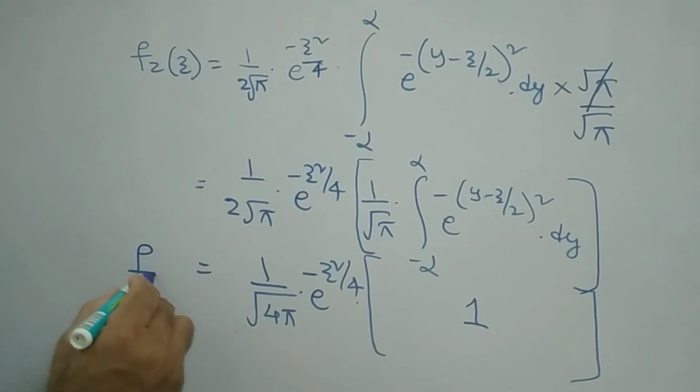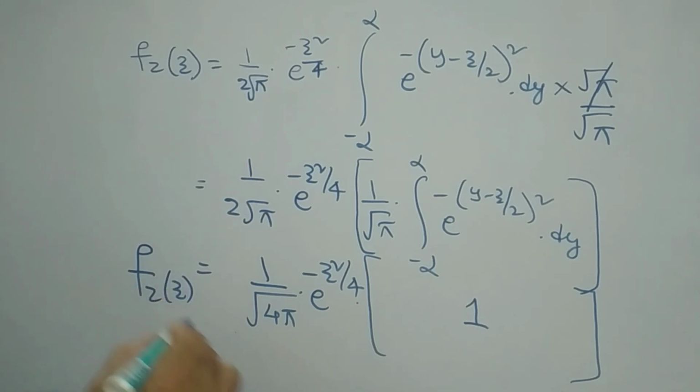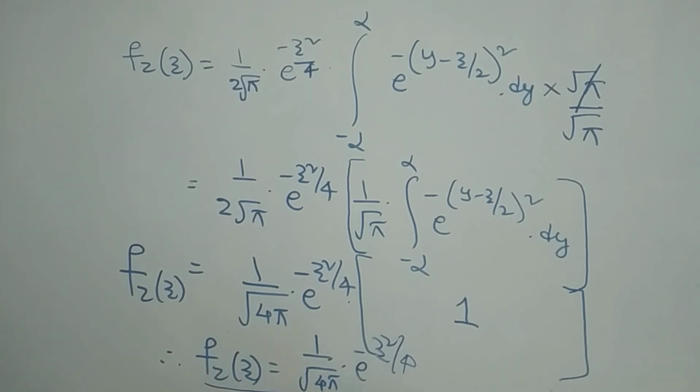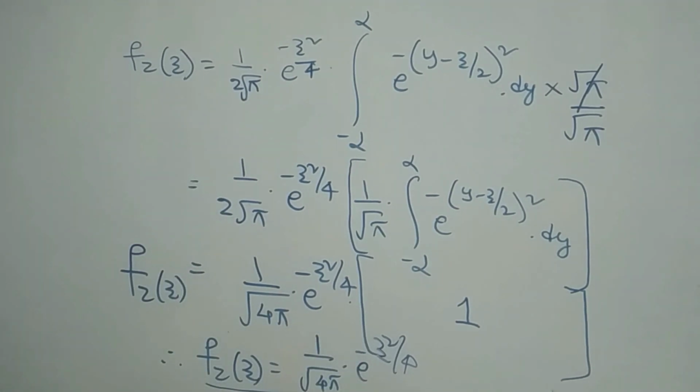Therefore, what is your f of z? Now tell me. Your f of z is equal to 1 by root 4 pi into e power minus z square by 4. That is your answer. So, this is the solution of the given problem. Right? I hope you understood this question.